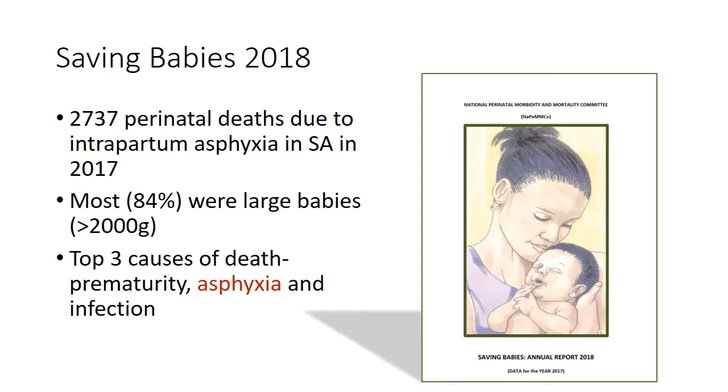If you look at the statistics in South Africa, the Saving Babies report of 2018, you see that there were almost 3,000 perinatal deaths due to intrapartum asphyxia in South Africa, and most of these were large babies, more than 2 kilos. So the top 3 causes of death in babies in South Africa are prematurity, asphyxia and infection, and of these, asphyxia we can prevent as far as possible.